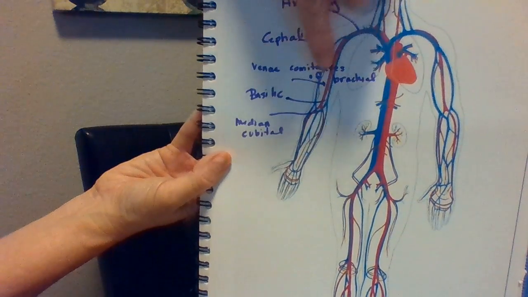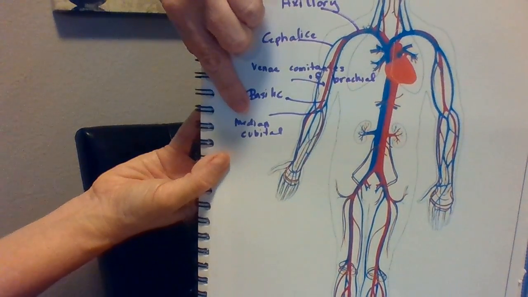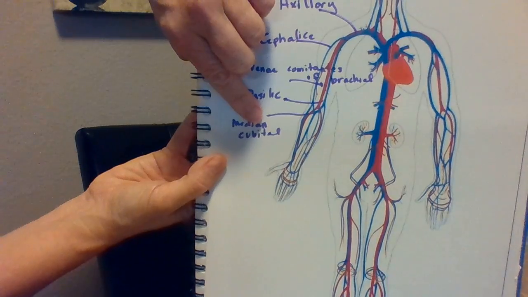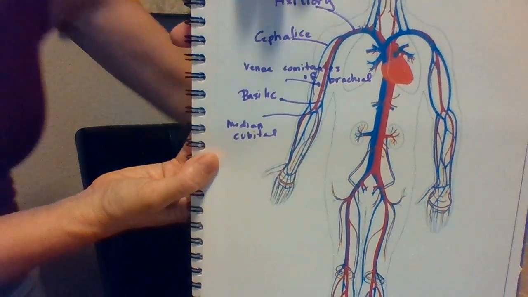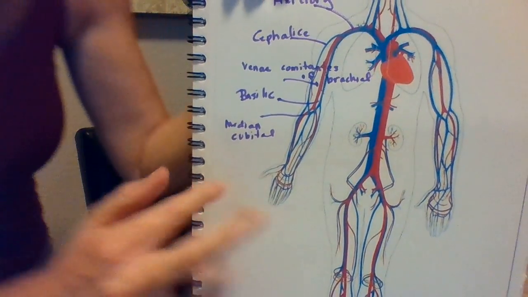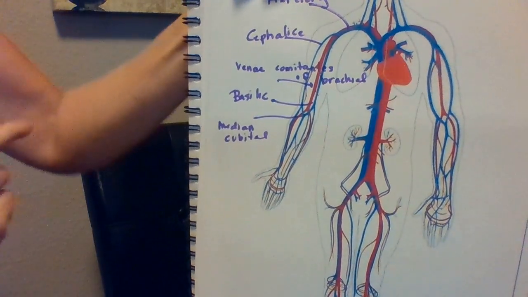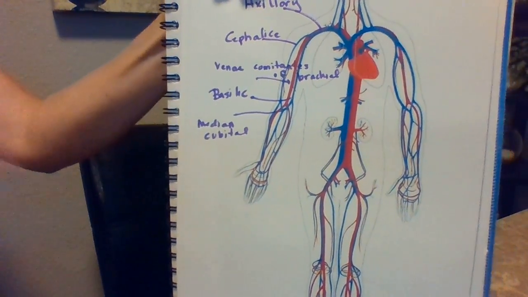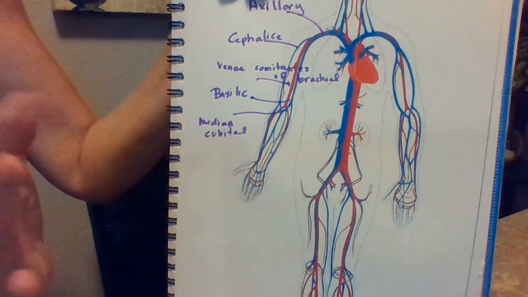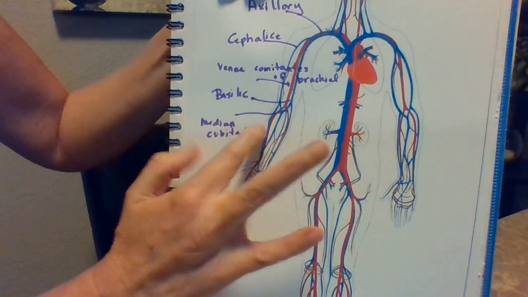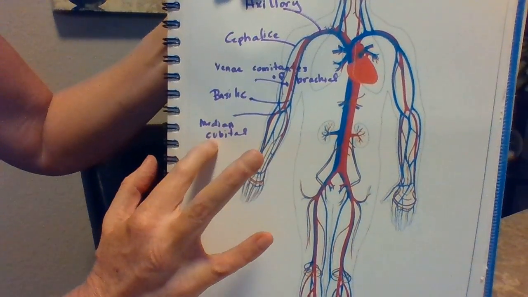And then this median cubital, that is actually going to be where they draw blood. So that one obviously is really easy to see there. I hate giving blood, so I'm always the one to look away. But that one's the median cubital.